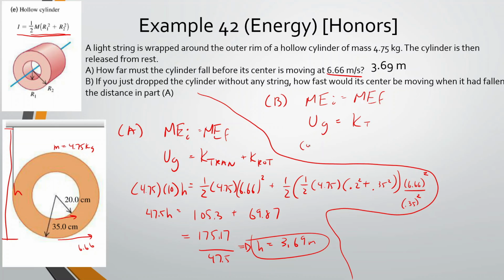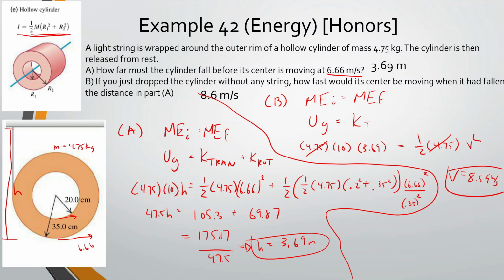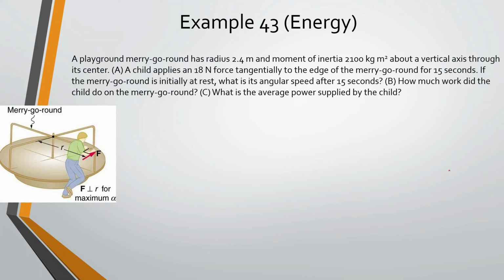So mass 4.75, gravity 10, height 3.69, is equal to 1/2 mass 4.75 v squared. Okay, we can get rid of this 4.75. All right, let's do this. 36.9 times 2, square root, 8.59 meters per second. Okay, so it's going to be moving a lot faster because it doesn't have to rotate anymore, so it can move a lot faster.